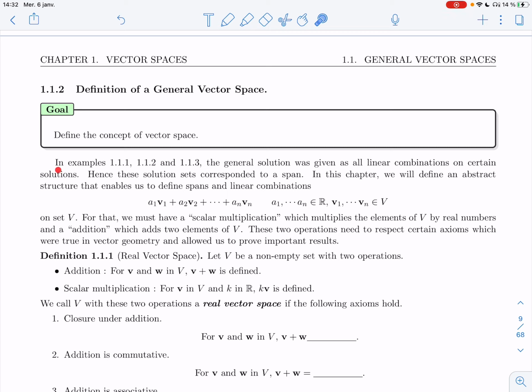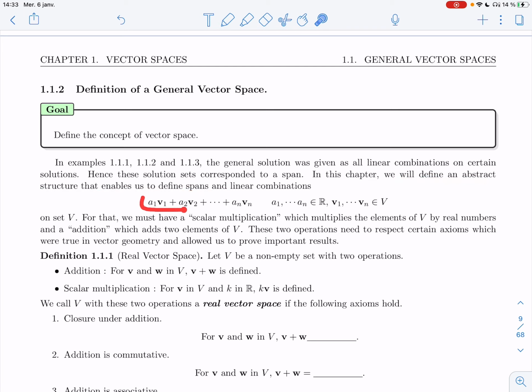In the last video, in examples 1.1.1, 1.1.2, and 1.1.3, we saw that in three completely separate problems, the general solution was given as all linear combinations of certain solutions. And these solution sets corresponded to a span. In this chapter, we'll define an abstract structure that enables us to define spans and linear combinations in various contexts.